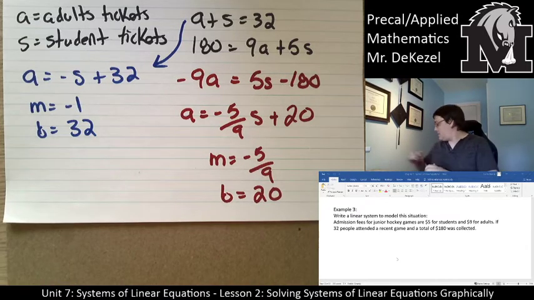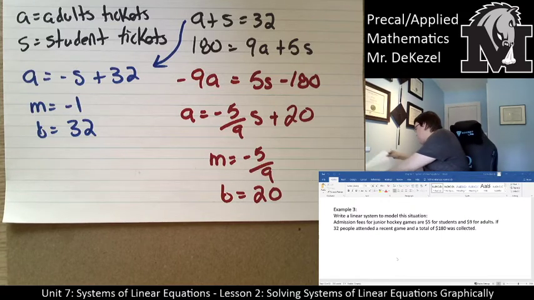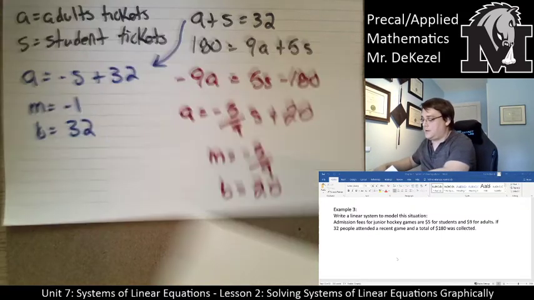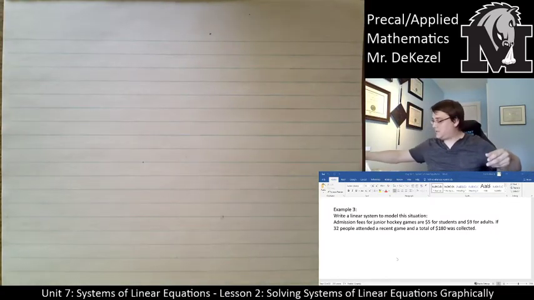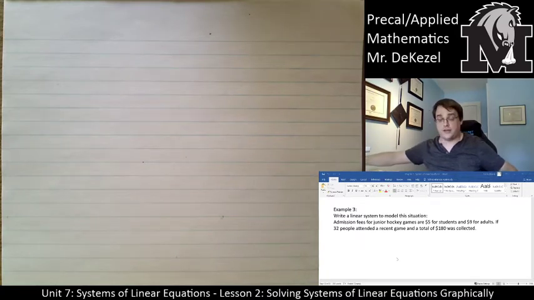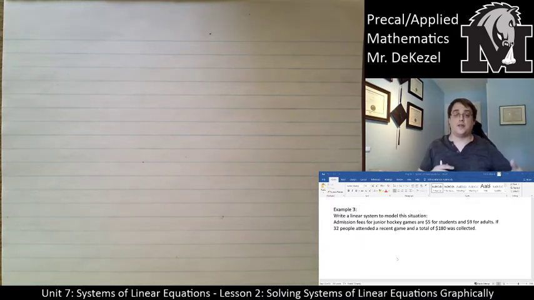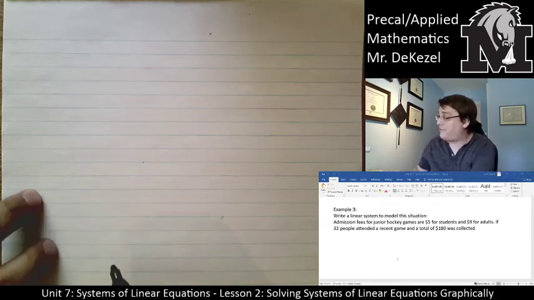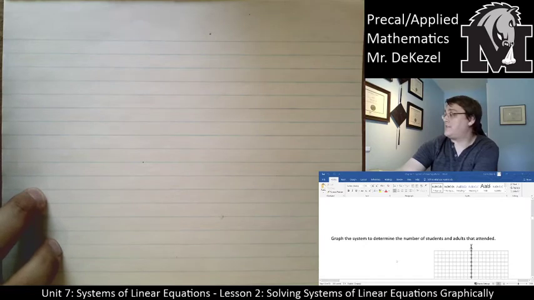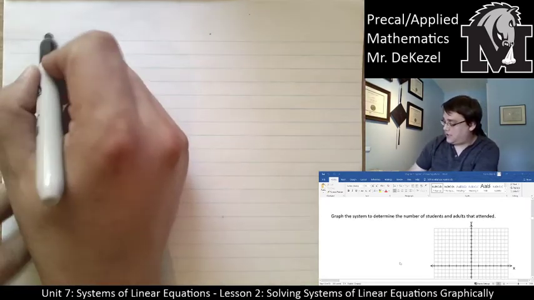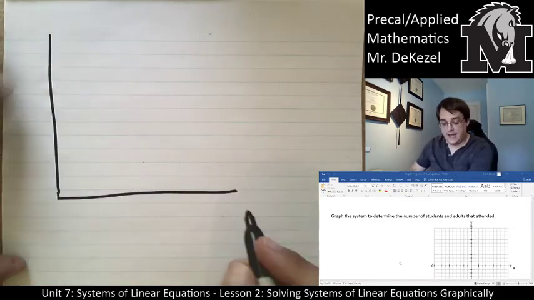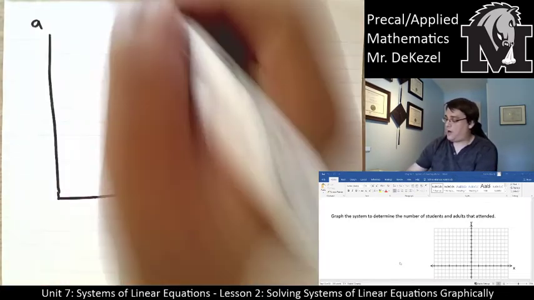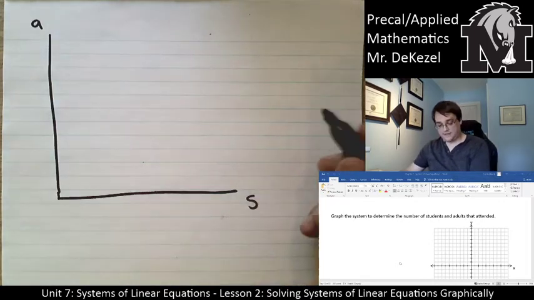All right, I got one more piece of paper over here, I think. Yeah, I can do this. So what we'll do is we'll take those values, those slopes and those intercepts, and we will graph them. Again, we're only doing the upper right quadrant of the graph. So, graph the system. Adults was our Y value, and students was our S value.